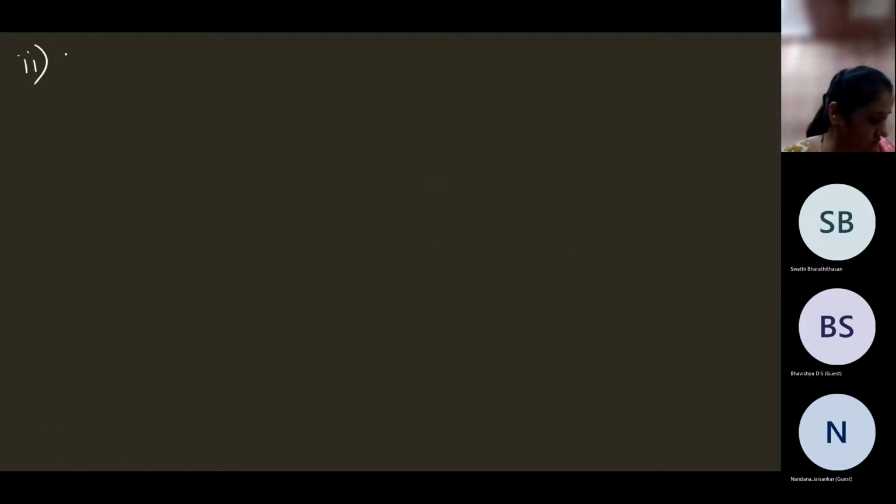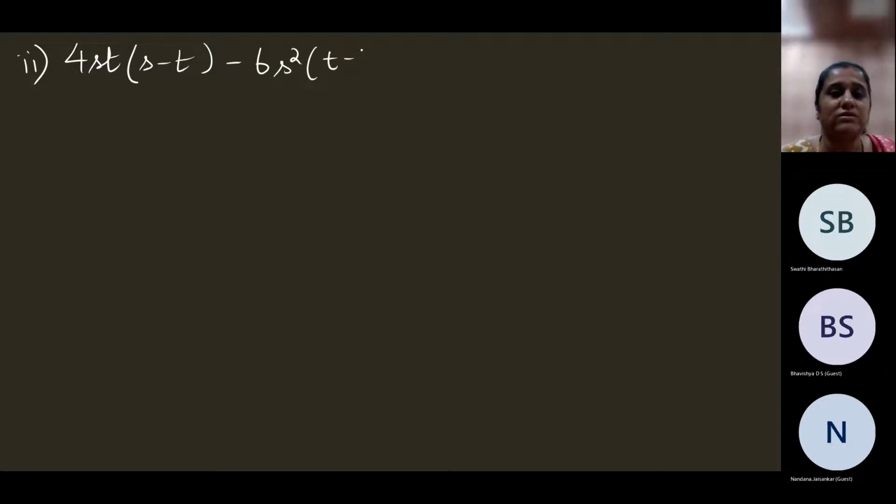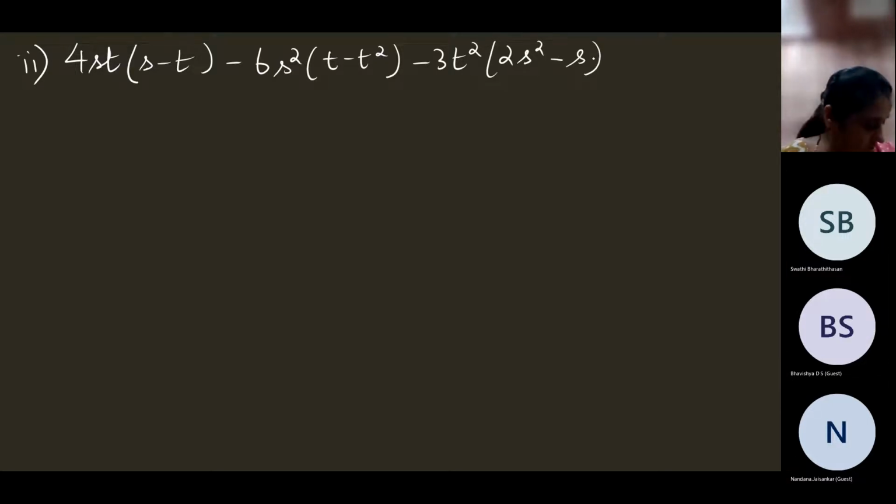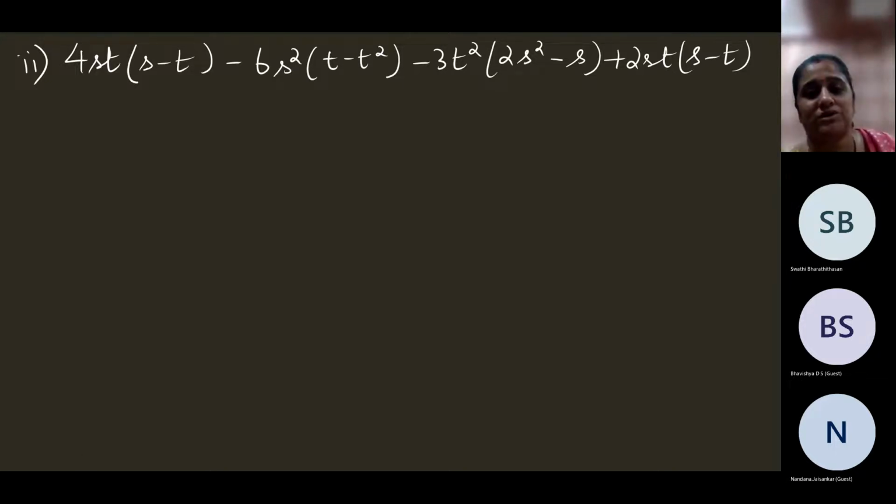See here, again the heading is simplify. 4st into (s minus t) minus 6s square into (t minus t square) minus 3t square into (2s square minus s plus 2st) into (s minus t). Take down, this is the question. You need to simplify this expression.